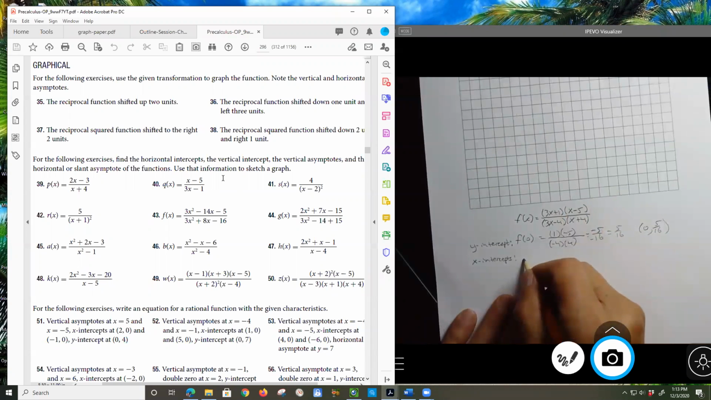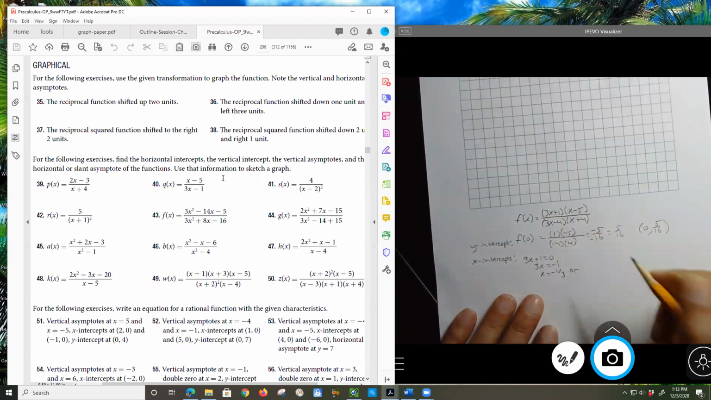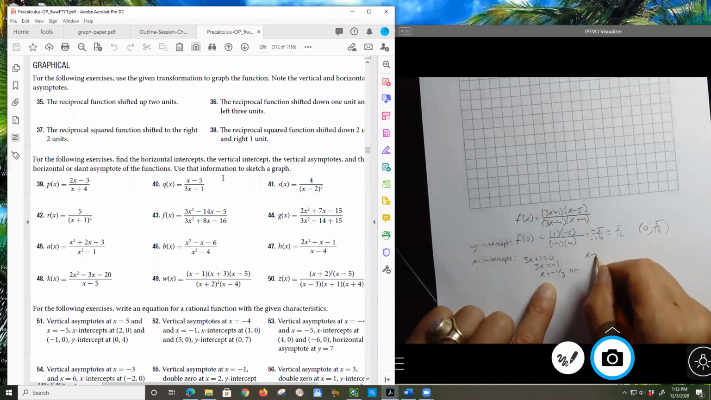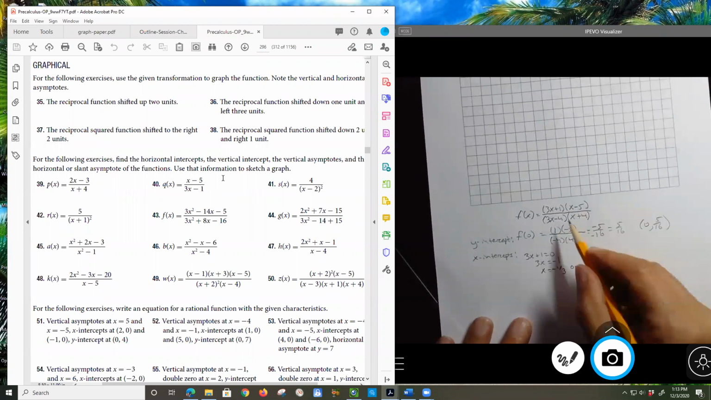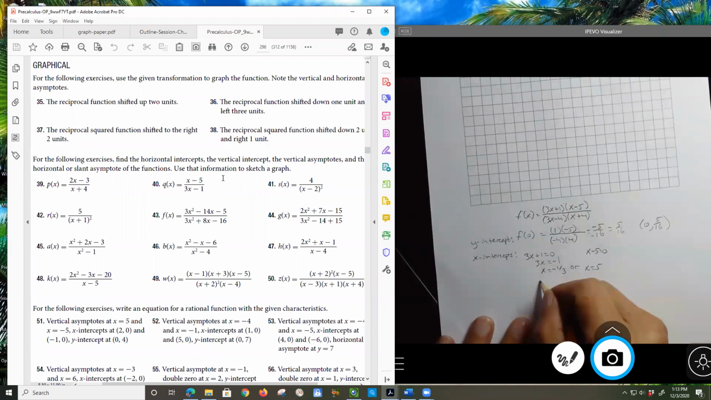So that'll be when 3x plus 1 equals 0. So subtract 1 from both sides, so x is negative 1/3. Or, you can see that when x minus 5 equals 0, x equals 5. So we got those two x-intercepts. So what are their multiplicities? Well, they're both to the first power up here. So let's make a note: multiplicity of 1.